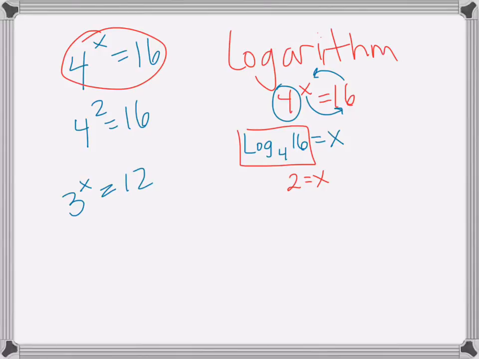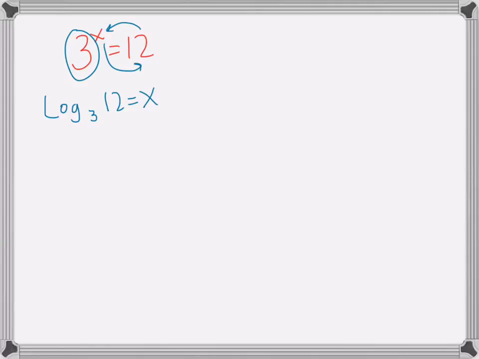Okay? So let's do another. The other example I gave, 3 to the x equals 12. 3 is the base of the exponent, so it's going to be the base of my logarithm, so log base 3, and x and 12 will switch places. Okay, so log base 3 of 12. I don't have my calculator in front of me at this moment, but it's going to be something greater than 2, right?